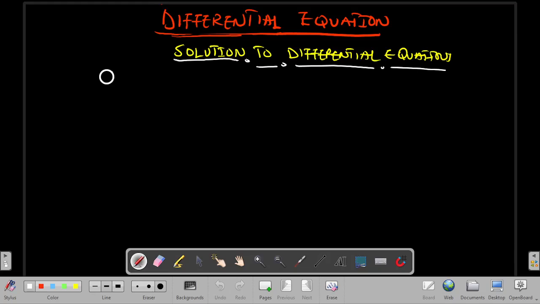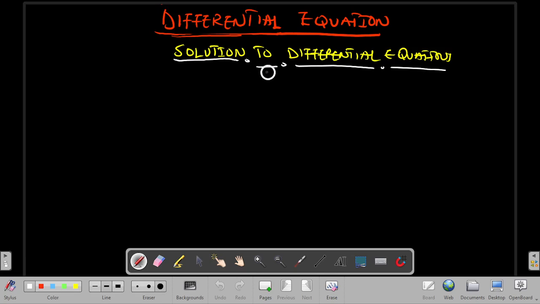This is the second lesson in our differential equation course. In this lesson, I'll be taking you through the solutions to differential equations. In our previous lesson, we went through the overview, talked about all the different classifications of differential equations, and solved examples as you saw. Now in this lesson, we continue.